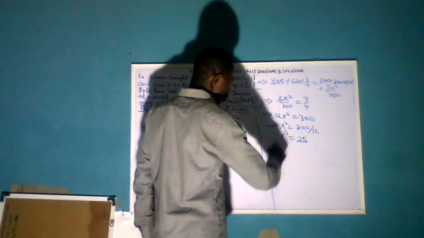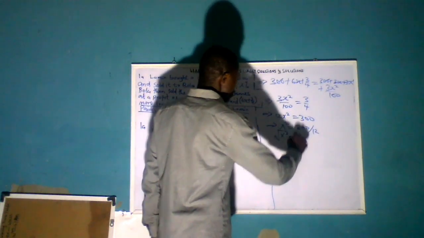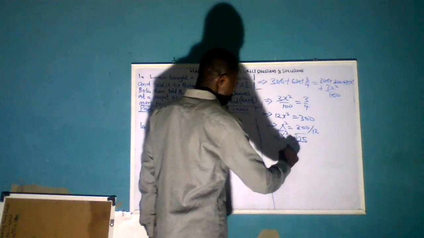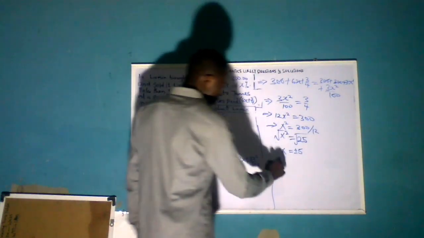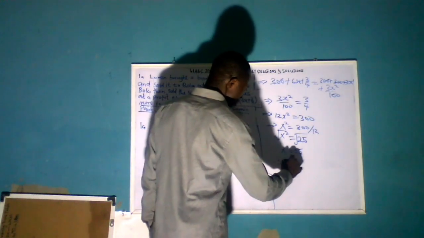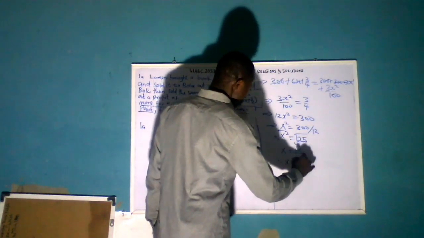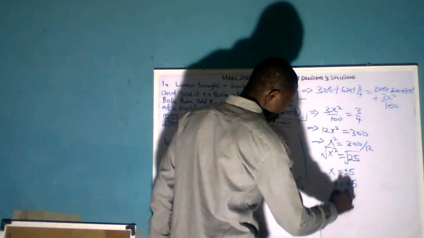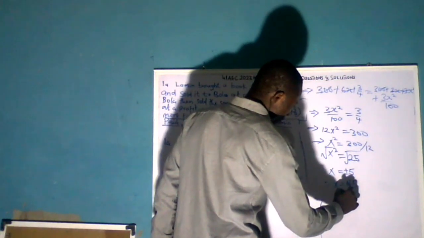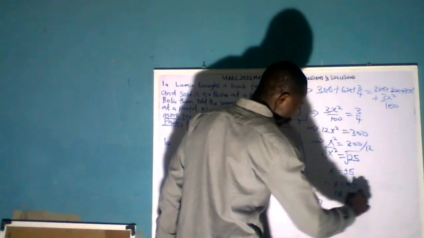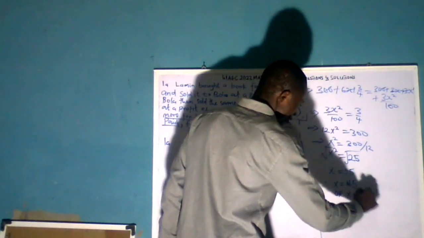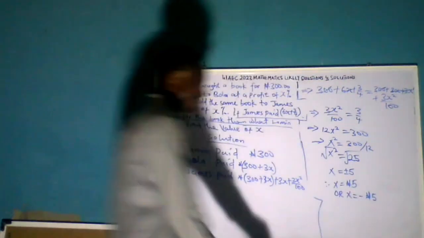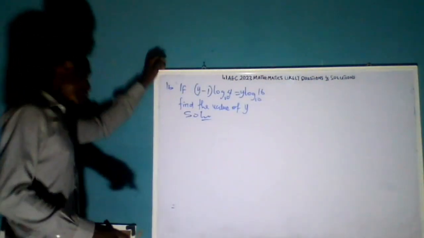If you take the square root of both sides, you have x equal to plus or minus 5. Therefore, x is equal to 5 naira, or x is equal to minus 5 naira. Now let's take a look at question number 1b.